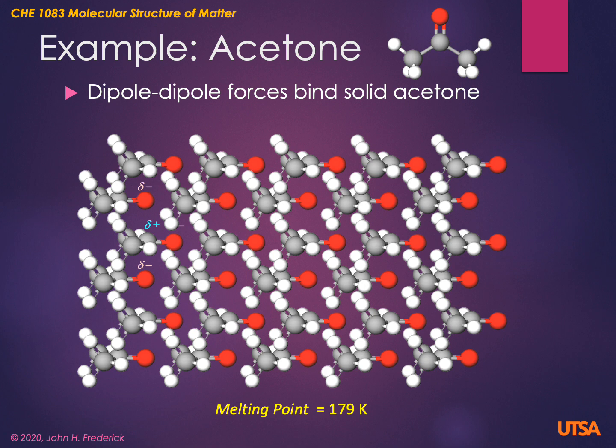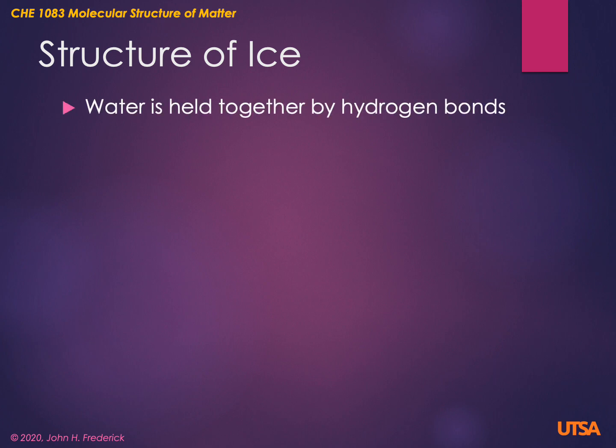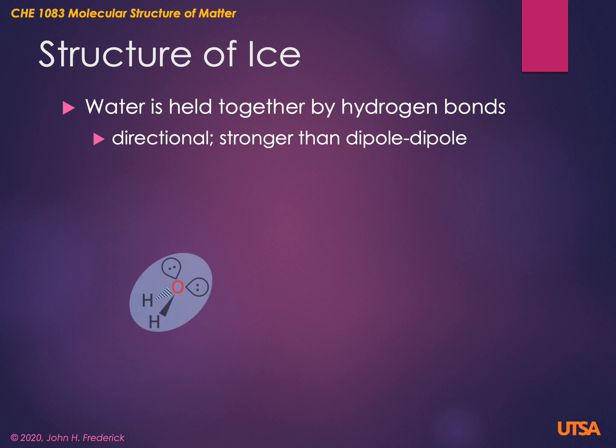So this is the essence of molecular solids, that they are basically independent units, molecules that are held together by covalent bonds, and those independent units are held together by weak intermolecular forces. That's what typifies a molecular solid. Now let's take a look at the structure of ice, which is another one. Water is held together by hydrogen bonds, so that's the strongest kind of intermolecular force that we can have.